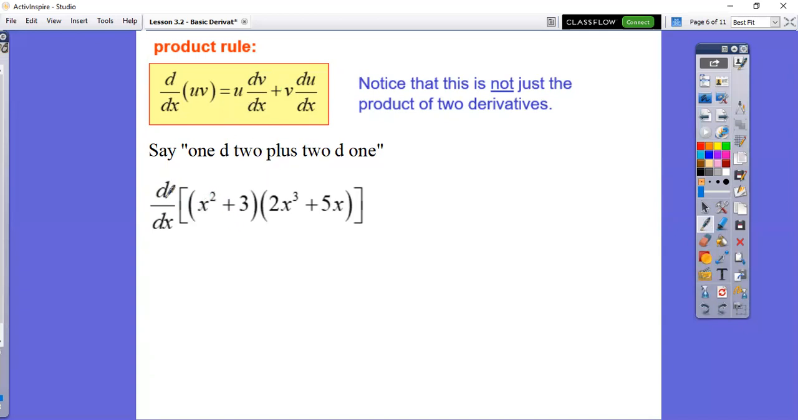So I take the first term. So if I want the derivative of this right here, I would take the first term, x squared plus 3, times the derivative of the second. So the derivative of the second, this would be 6x squared, power rule, plus 5. All right, so I've got 1d2 plus, I'm going to take the second term, 2x cubed plus 5x d1 times the derivative of the first term, the derivative of that term, if we apply the power rule, would just be 2x. All right, so that is the product rule. 1d2 plus 2d1.